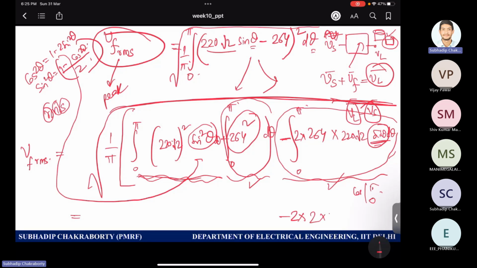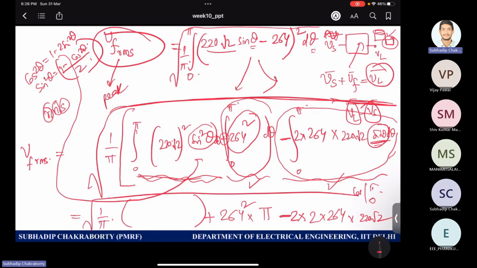So minus 2 times 264 times 220 root 2. This term is solved, right? And this term is minus 264 square. This was minus or plus? This was plus. Minus 2 was this term, okay, because this was minus. So what is it? 264 square into pi. Why? Because integration of d theta is theta. Pi minus 0 is pi. Solve this term and tell me.